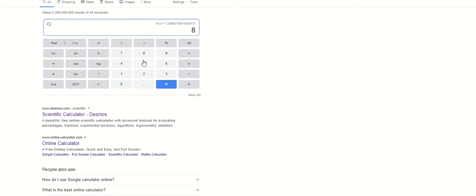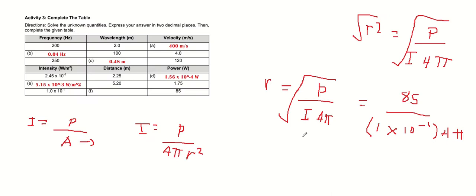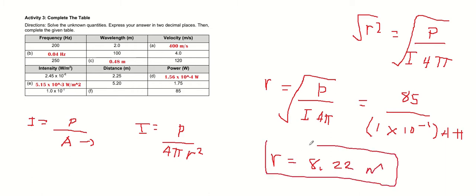Ayan. So, 85, divide mo doon sa answer na nakuha natin kanina. Tapos, square root naman ito. Square root nung nakuha natin. So, square root niyan, nakuha nating sagot ay 8.22. Ayun lang. So, nakuha nating distance o yung radius is 8.22 meters. So, kuhang-kuha na natin yung value ng distance.